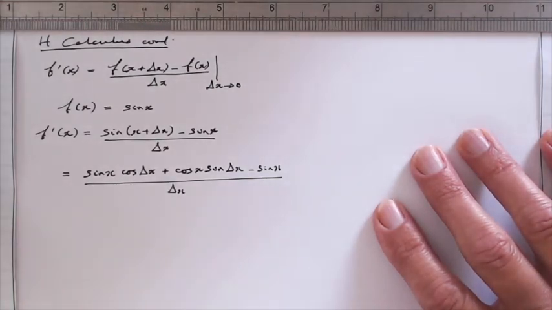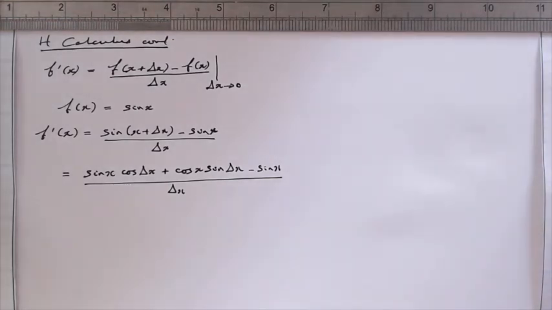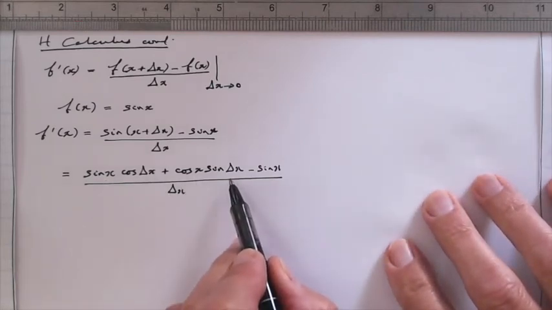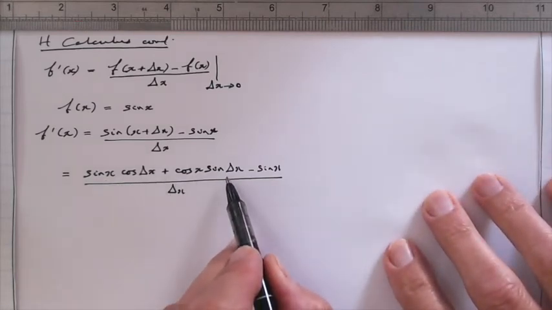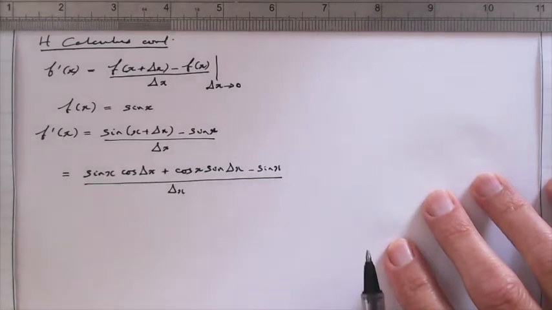That's fine. Now here comes the question, what do we do now? Because actually, having used the addition formula, which has helped a bit, it's not entirely obvious what we're going to do with the sine delta x and cosine delta x. And this is where we have to be quite clever.